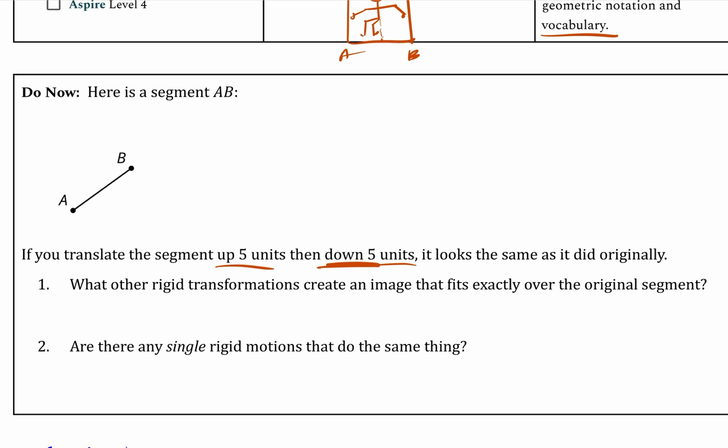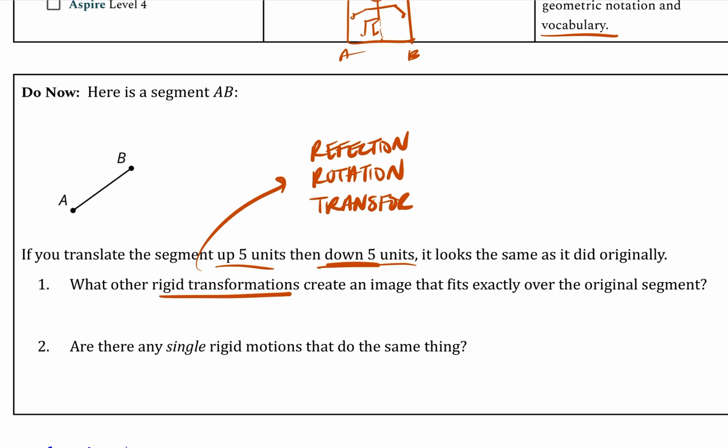Number 1. What other rigid transformation creates an image that fits exactly over the original segment? So let's see. What are the rigid transformations that we know? We know reflection, rotation, translation, and make sure you memorize these words. The synonyms are flip, spin, and slide.